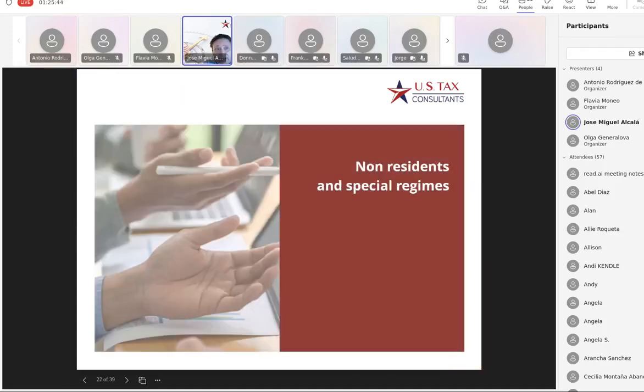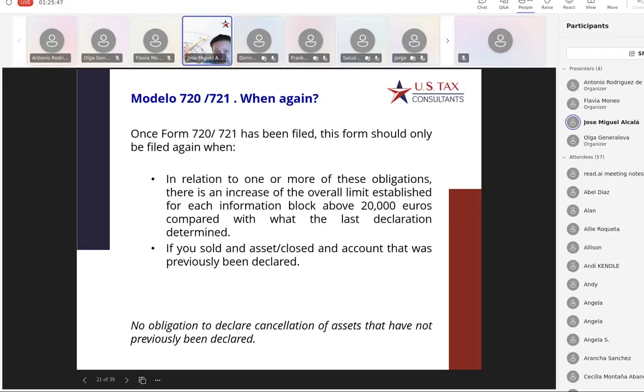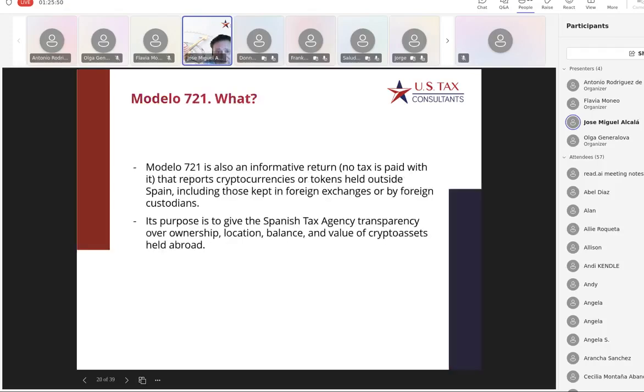And this third party must be a foreign entity, right? For example, if we have cryptos in a wallet, maybe a cold wallet or a hot wallet, that means that we custody our cryptos ourselves, so we do not have to declare this in the 721. We only declare the cryptos that are held in custody by a foreign entity, right? And again, here we have to sum the value of all our cryptos outside of Spain. And if this total sum is more than 50,000 euros, we will have to declare all these cryptos, right?